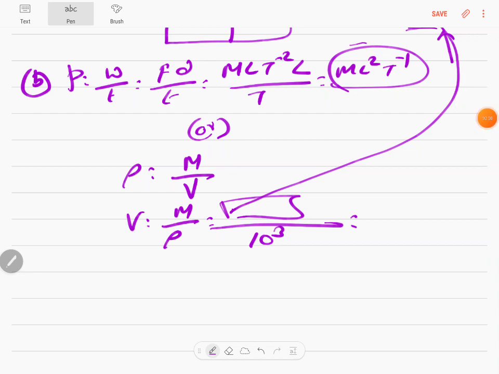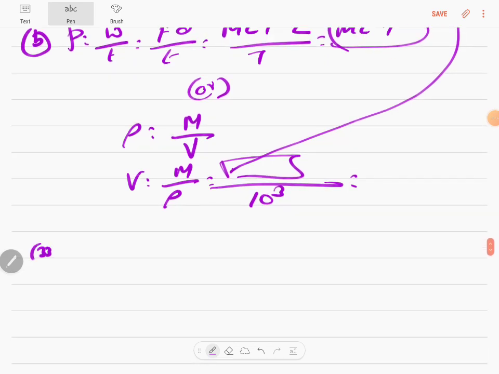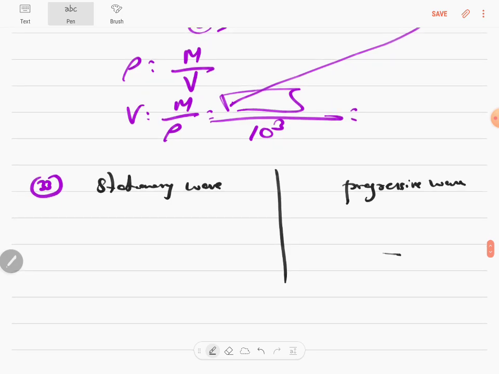So this is the next section, in reverse order, section D, 33rd question. Differentiate between stationary wave and progressive wave. I've shown you the video also. A stationary wave is one which will stand like this, it will remain stationary.